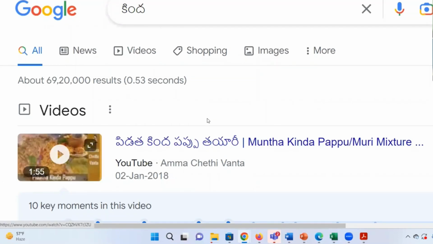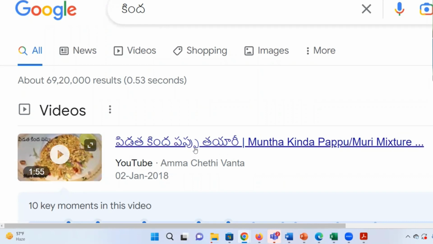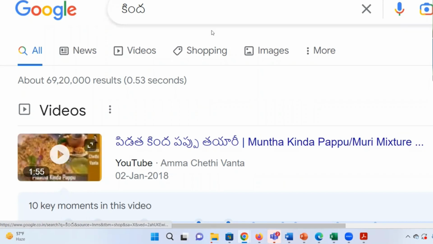Pappu means dal, the food item. Tayari means making, preparation, but making only. So, making dal under a small pot. That's the meaning. Now we have only one minute.